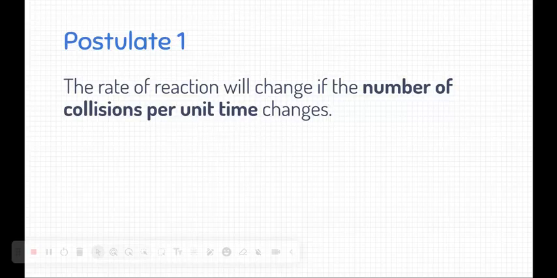So what are we looking at here? Remember, a rate is always a change over time. So we can change the total number of collisions by just letting a reaction proceed for a very long time. A rate of reaction is changing if we are changing the collisions in a given amount of time. The number of collisions per second, the number of collisions per minute, the number of collisions per hour, the number of collisions per any unit time.